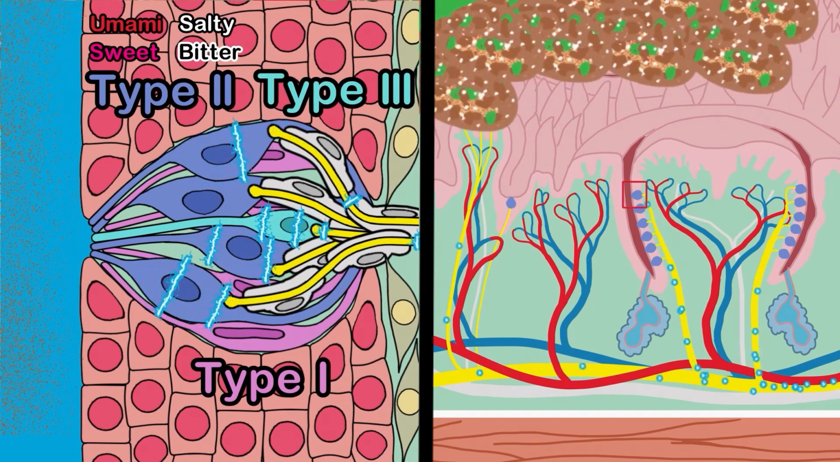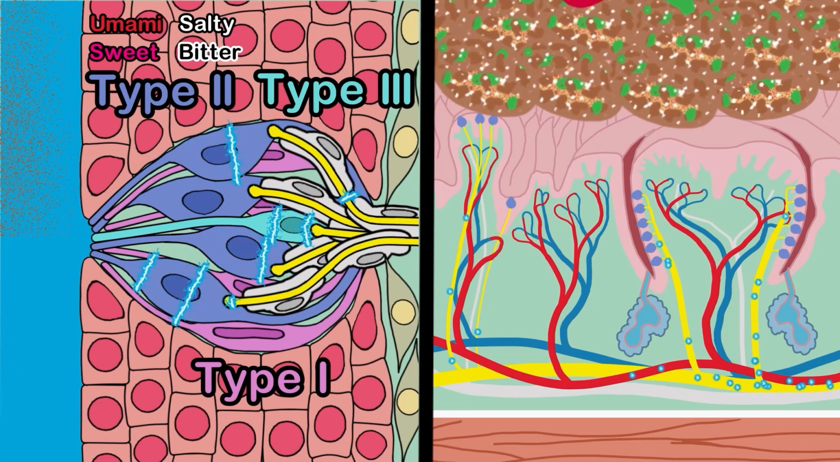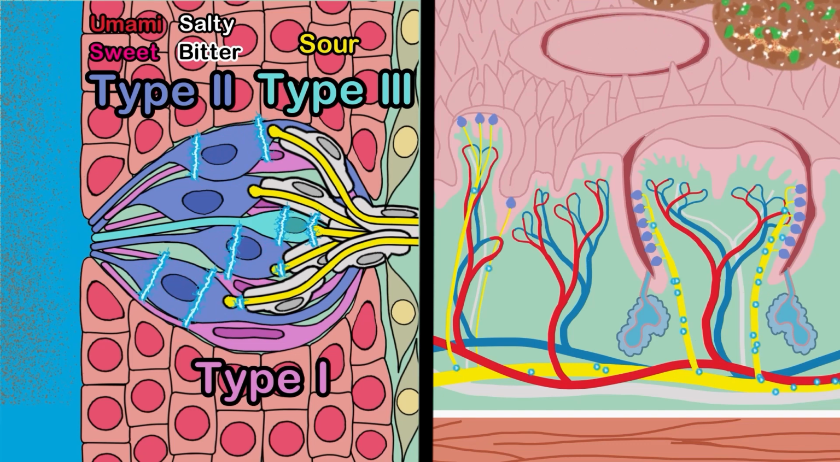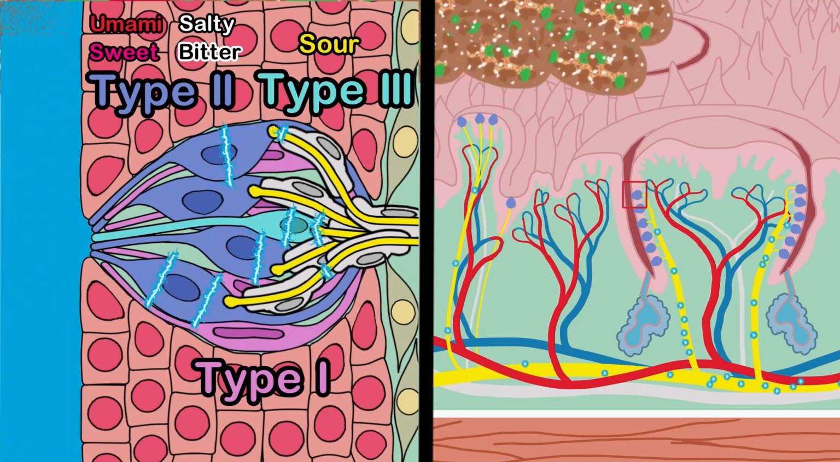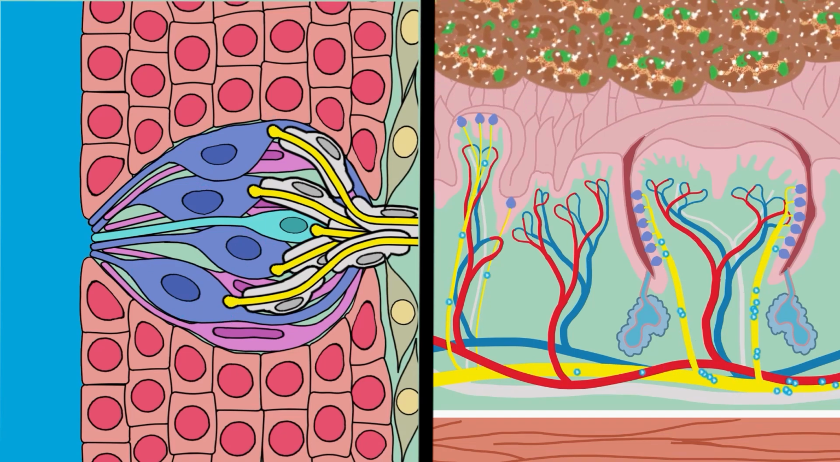Type 3 taste cells are the least numerous and represent 2 to 20% of the cells in a taste bud. These cells sense sour tastes and also respond secondarily to other taste stimuli via cell-to-cell paracrine communication within the taste bud.